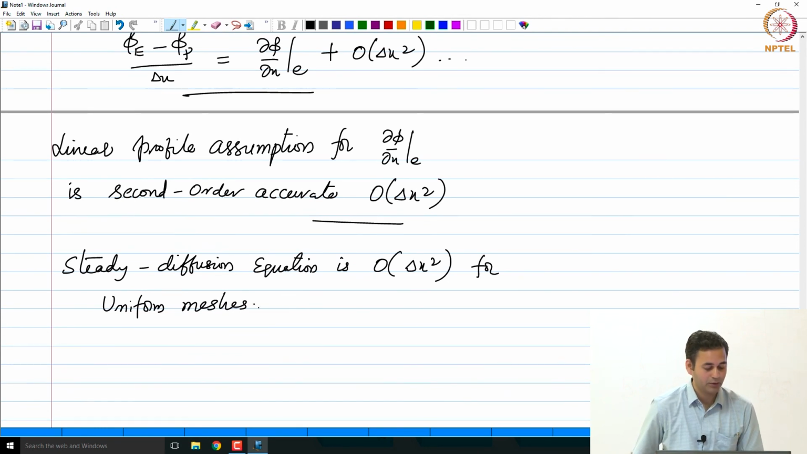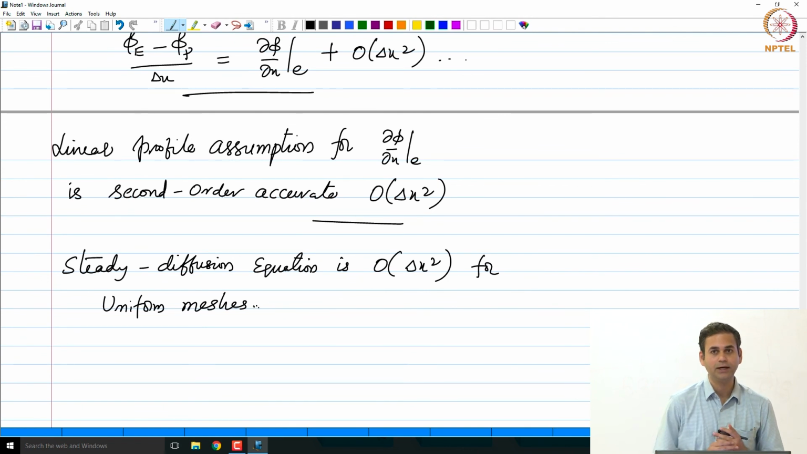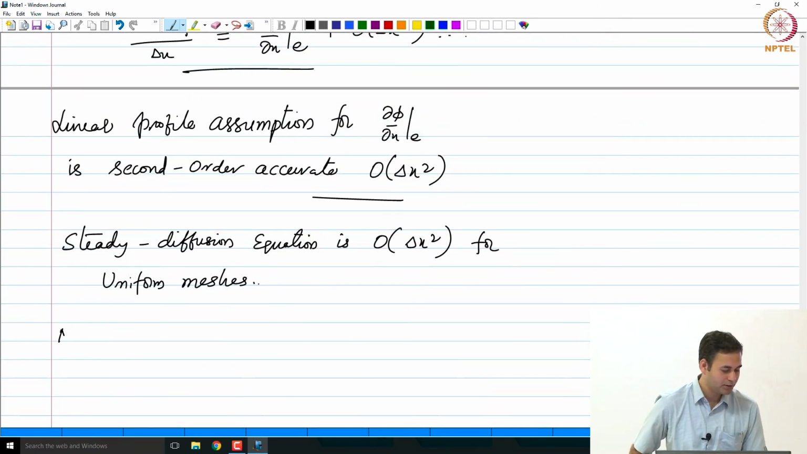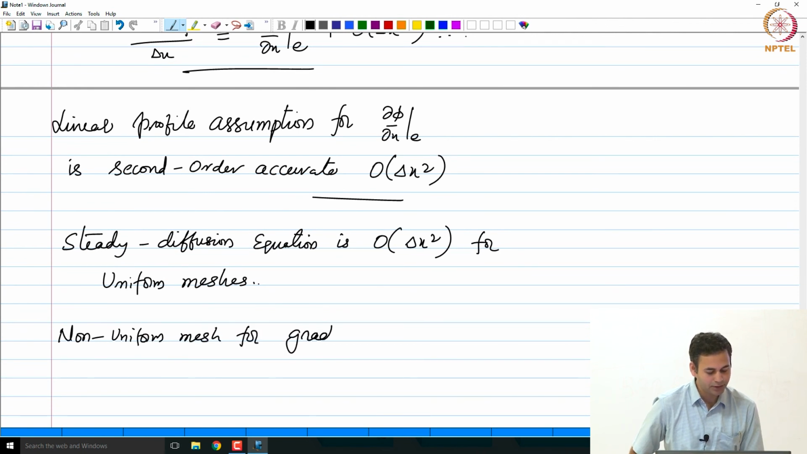We have also seen that for non-uniform meshes the mean value approximation is still second order accurate. Okay. This is order delta x square because every term has truncation error of order delta x square in the steady diffusion equation. Now, what about non-uniform mesh in the context of gradient approximation? This is a non-uniform mesh for gradient calculation. Is it still second order?